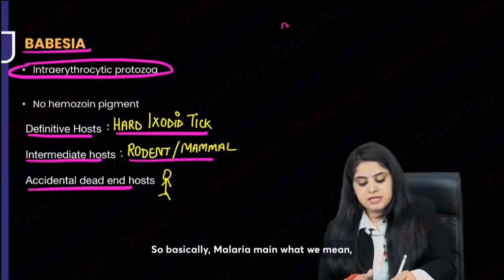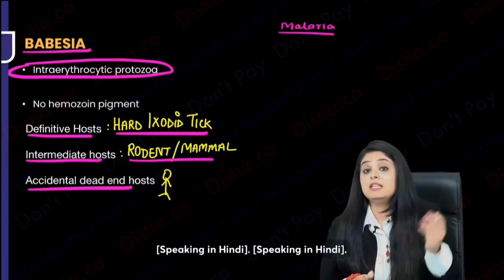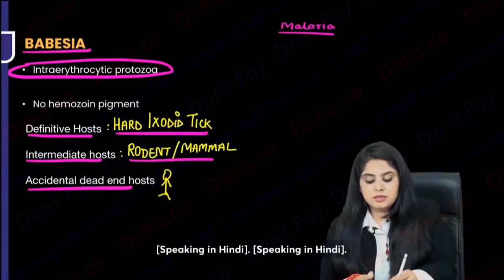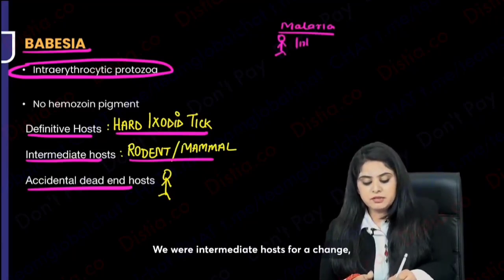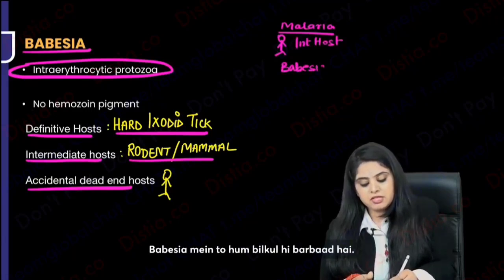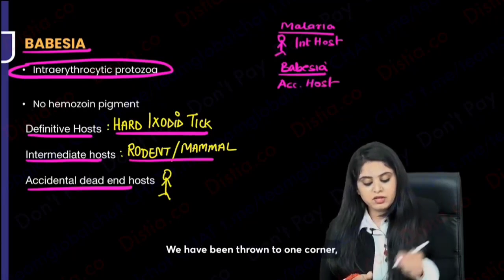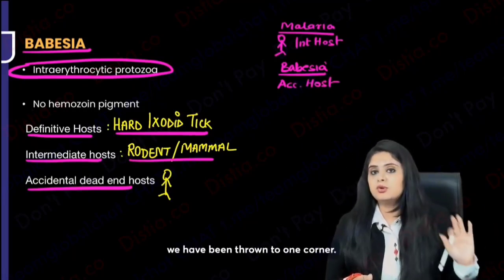So basically, in malaria, what were we? Definitive or intermediate? In malaria, the definitive host was the female Anopheles mosquito. In malaria humans were what? We were intermediate hosts for a change, right? But in Babesia, we are not even that. In Babesia we are completely ruined. We are accidental hosts. We have been thrown to one corner. Good for us, but we have been thrown to one corner.